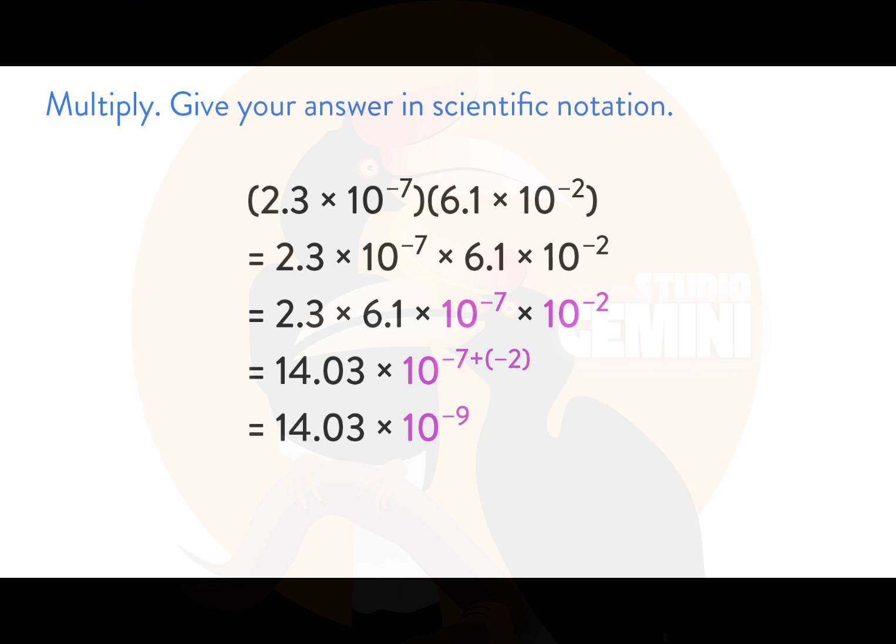14.03 times 10 to the power of negative 9 is not in scientific notation because 14 is greater than 10. So let's change 14.03 to 1.403. Because we moved the decimal place 1 place to the left, we need to make the exponent of our power 1 larger. Our final answer is 1.403 times 10 to the power of negative 8.